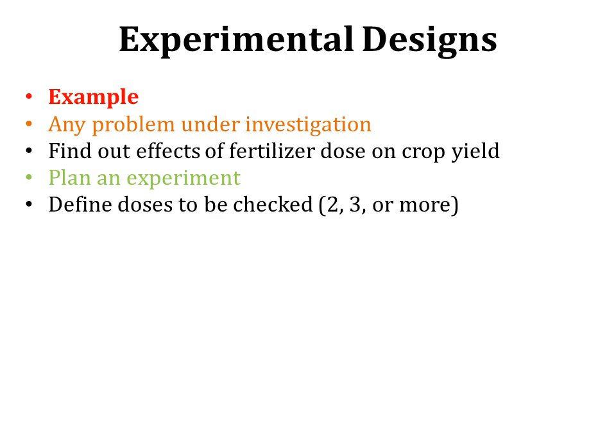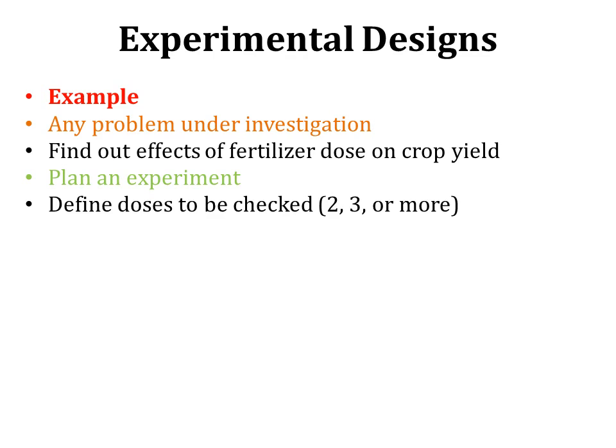So for that purpose, what we are going to do is plan an experiment in which we give crop plants different fertilizer doses. So we define the doses of these fertilizers to be given to the plants. We can define 2, 3 or more categories of the fertilizer doses that we are going to give to the plants.